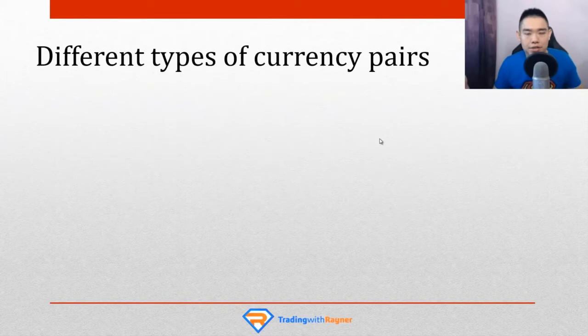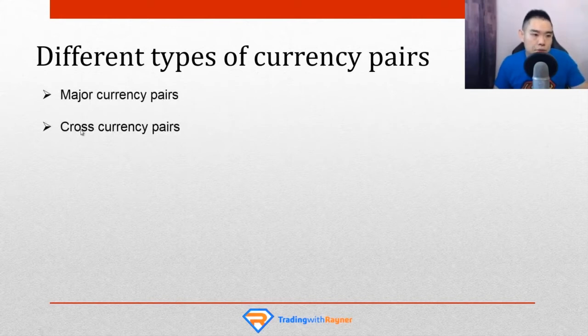So when you're trading currencies, there are different types of currency pairs, and I'll explain the three different types of currency pairs that you'll encounter. Number one is what we call the major currency pairs. Number two, we have cross-currency pairs. And number three, exotic currency pairs. Ooh la la. So let me explain.